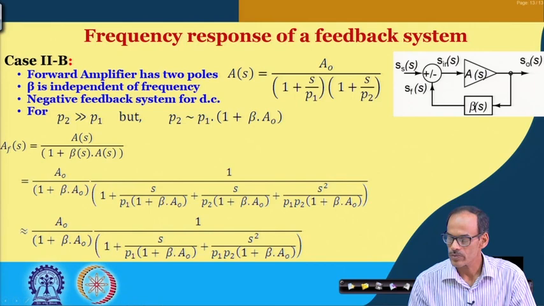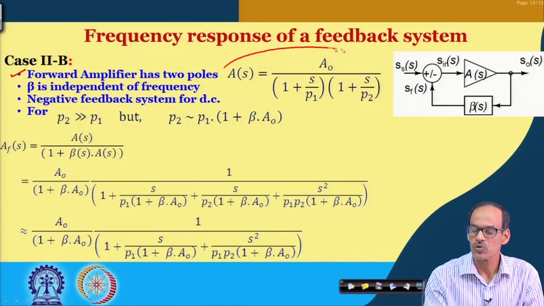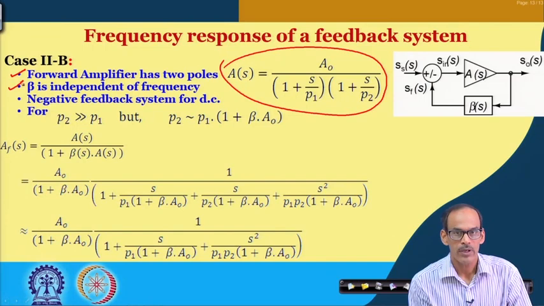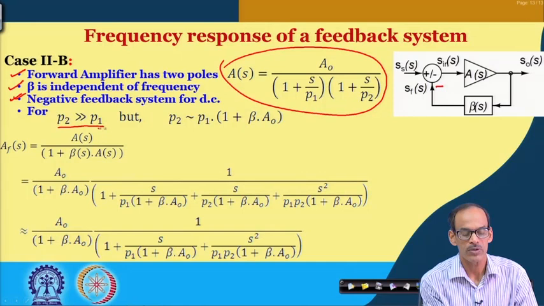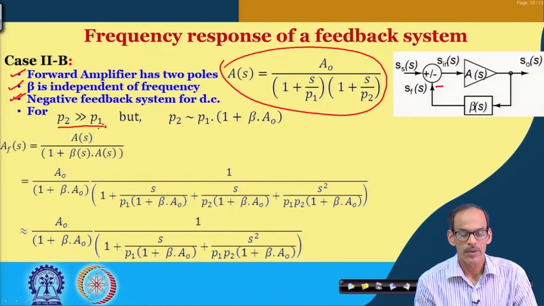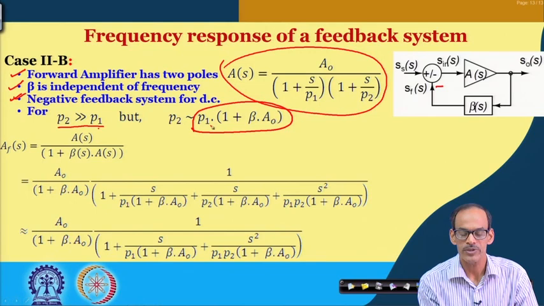So first of all, the forward amplifier is having two poles, P1 and P2. Beta is independent of frequency, and the system, of course, is a negative feedback system, and we consider P1 is at a lower frequency than P2, which means that P1 is referred to as the dominant pole, but the anticipated shifted version of this P1, namely P1 dashed, if it is comparable with P2, then what happens?